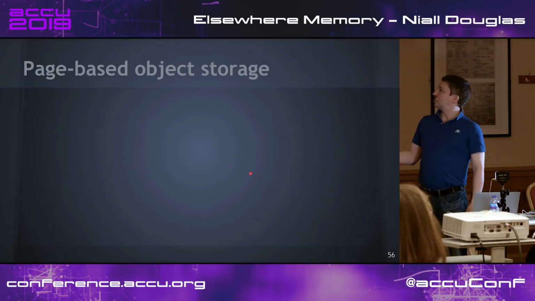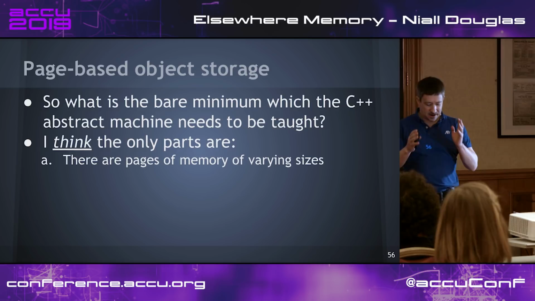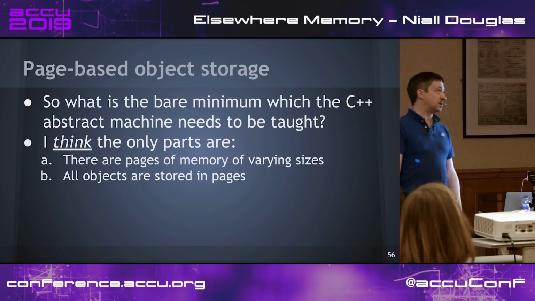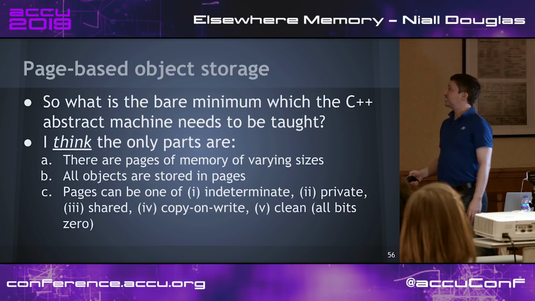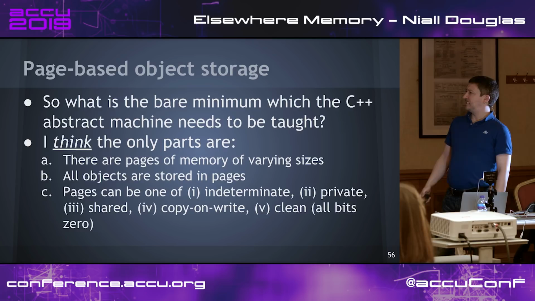I'm just trying to think here now. Yes. So I tried to reduce down the number of changes which I felt would be needed, the absolute bare minimum that you need to teach the abstract machine about memory pages, because anything more than minimums doesn't stand a chance. I think you need to teach it that there are pages of memory. I think that's doable, that memory is not entirely homogeneous. And more importantly, there are pages of varying sizes. So you could have your object stored in a 4K page and then a 1 megabyte page immediately afterwards. I think that's doable.